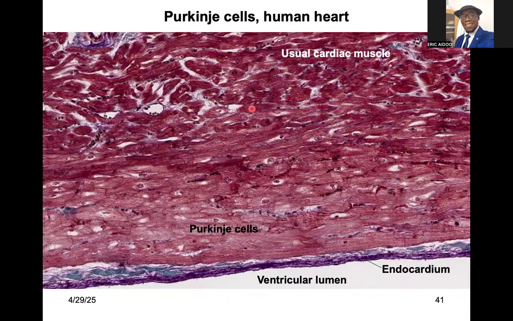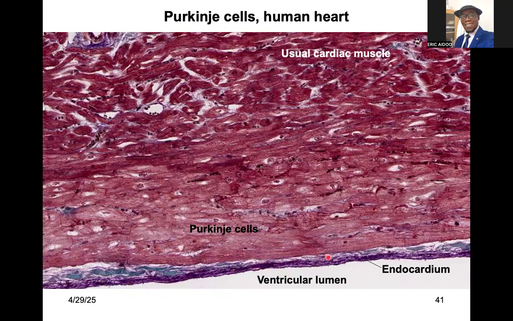So, Purkinje cells or fibers, human heart. These are usual cardiac muscle cells which do the normal contraction. I call them ordinary myocytes or working myocytes. Then these ones are conducting myocytes. They are larger. Remember we said they are located deep to the endocardium, which we call the subendocardium because it is below the endocardium. So the subendocardial layer. That is the lumen of the ventricle.